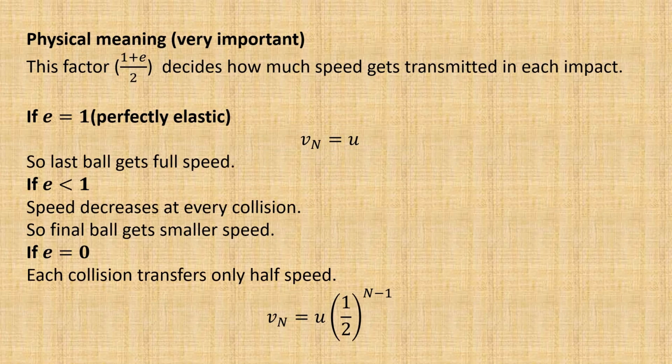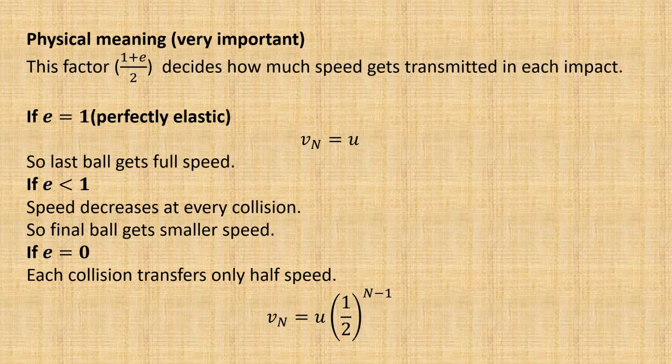Now let us understand what this answer is actually telling us physically. This factor (1 plus E) upon 2 controls how much speed gets transmitted at each collision. If E is equal to 1, that is perfectly elastic collision, the factor becomes 1. So Vn is equal to u and the last ball gets full speed. So no energy is lost anywhere. But if E is less than 1, the factor is less than 1. So every collision reduces the speed slightly and the final ball receives a progressively smaller speed.